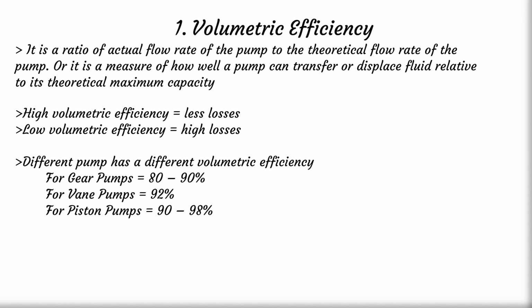Different pumps have different volumetric efficiencies. For gear pump, the volumetric efficiency is about 80 to 90%. Vane pumps about 92%. For piston pump about 90 to 98%.